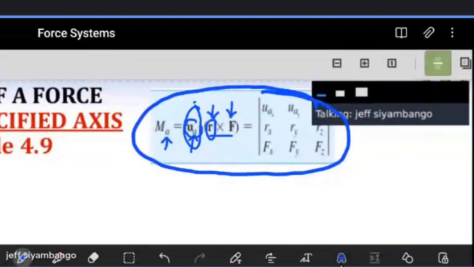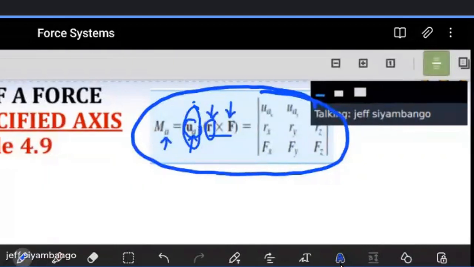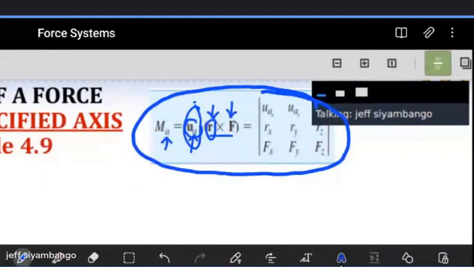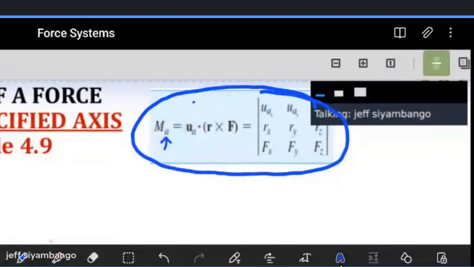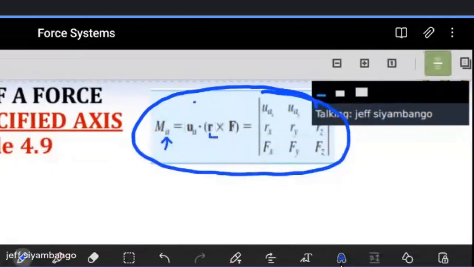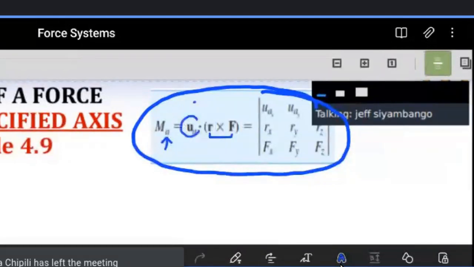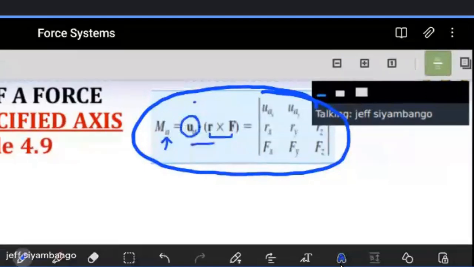So again, to get the moment of a force about a specified axis, you must know at least one point on that axis. That point will help you evaluate the moment about that point. Once you have the moment about that point, next you get the unit vector pointing along that axis, then get the dot product of the two, and you have the moment about the specified axis. These are the techniques that we're going to be using.